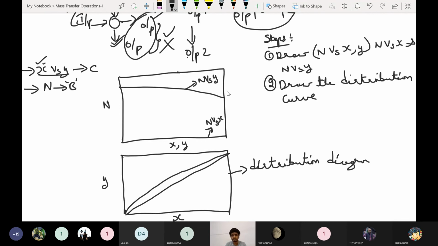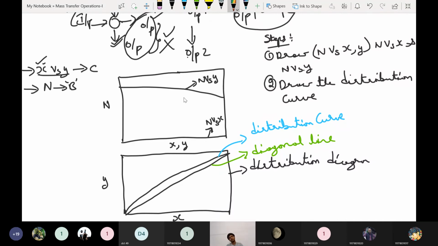So the top one is this distribution curve, and this is the diagonal line. So this will be there like this. Now what you have to do: first you drew N versus Y and N versus X, then you drew this distribution curve. Now you have to locate the 3 points. What are these?